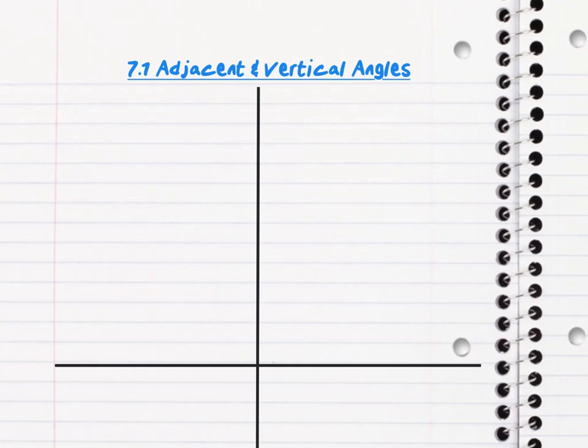Hello, this is lesson 7.1, adjacent and vertical angles. So on the left side of your spiral notebook, I want you to write this title, split your paper into 4 sections. Pause the video to do so, and when you're ready to continue, press play. Please pause now.